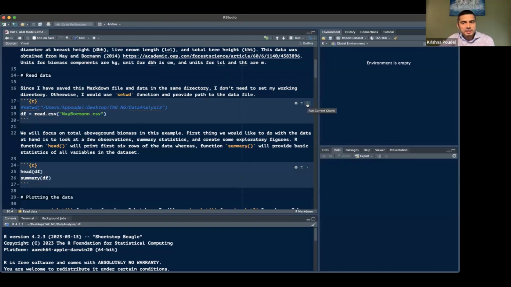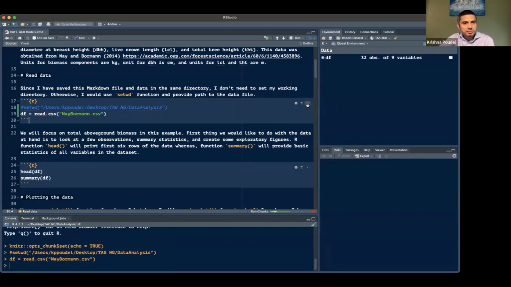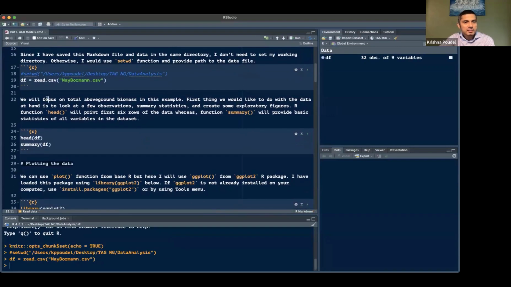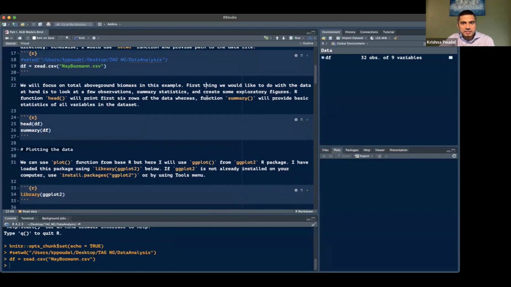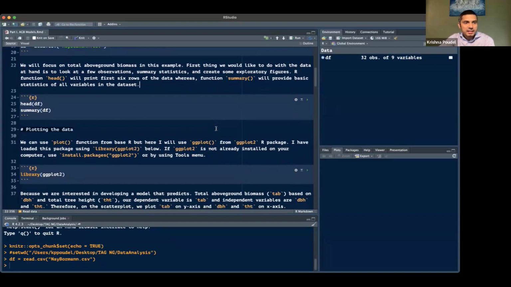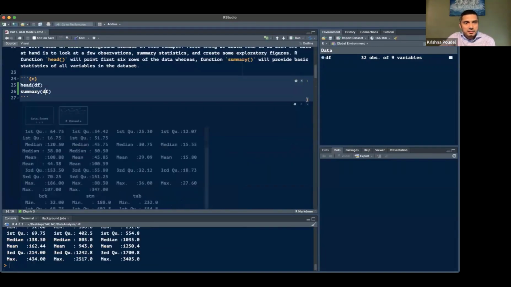In R Markdown, we can run this code in here as well. So that's how I read this. And we'll focus on total above-ground biomass in this example. First thing for any data analysis, I start with basic plots and summary statistics, and also print a few observations. In R, we can use the head function, head and the data frame name. This will print the first 6 observations. And the summary function will print the summary of the data for all variables.